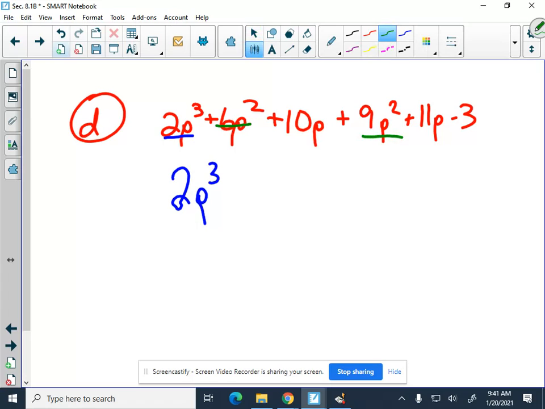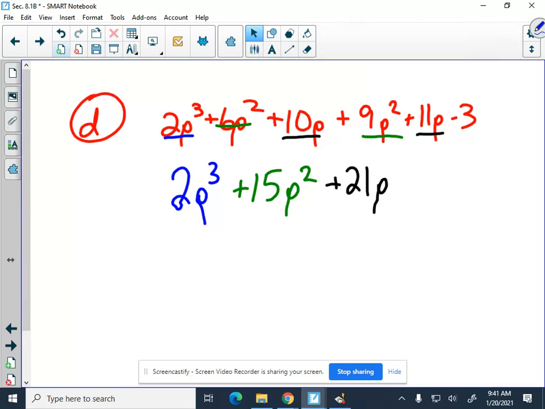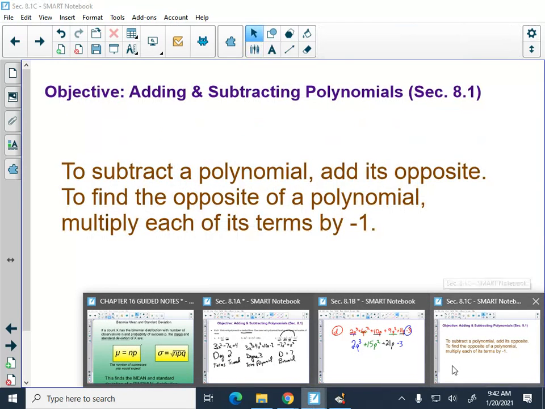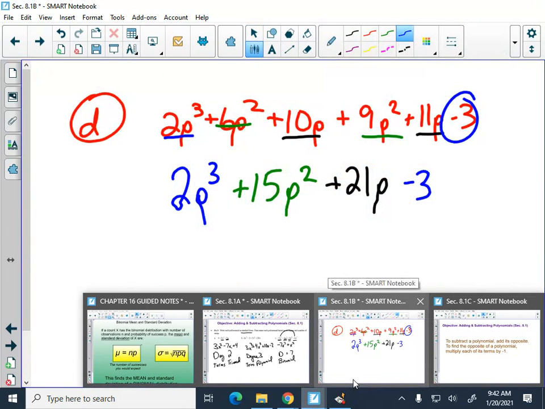6p squared, 9p squared, 15p squared. 10p, 11p, this is the only one of its kind, minus 3. Is that making sense? Okay. One more little section. Oops. Everybody got it?